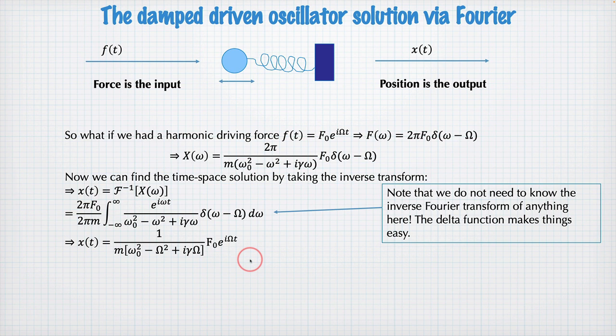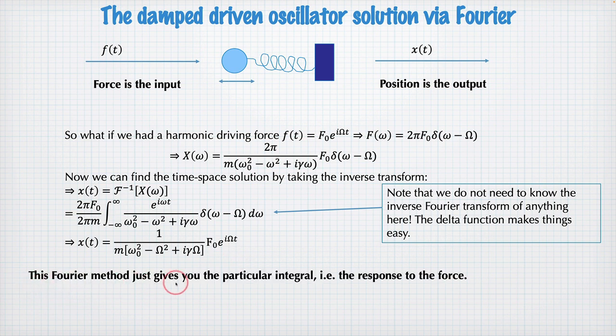That's one of the features of this Fourier method, it just gives you this part of the solution. If you want to go looking for response to initial conditions, then you need to use a different method. So just to summarize then, the Fourier method gives you the particular integral, which is the response to the force.